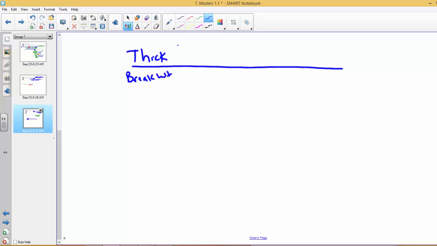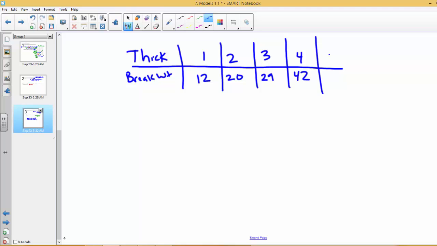Okay, so we're going to make a table. And it's going to say thickness. That's the thickness of the paper. And then breaking weight. So 1 layer was 12 pennies. 2 layers is 20 pennies, 3 layers is 29 pennies, 4 layers is 42 pennies, 5 layers is 52 pennies, and 6 layers is 61 pennies.